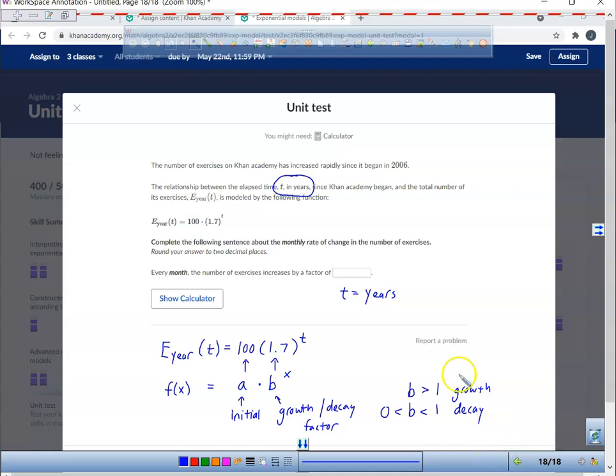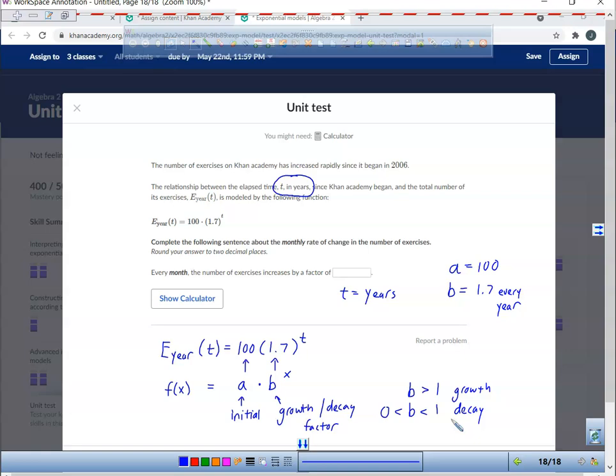All right? So what is our A value in this particular problem? We're starting with 100. The number of exercises on Khan Academy has increased rapidly since it began in 2006. So what are they saying that it started with? How many exercises did they start with in 2006? They started with 100 of these little exercises. Now, it's been growing by a factor of 1.7 every year.